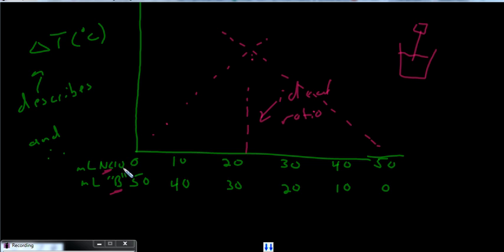Now, we're using this graph, and we're using delta T, the change in temperature, which should describe the amount of heat which is released by this reaction. And that heat, by the way, is proportional to the extent of the reaction, or the amount of product formed. Okay, so we're tracking change in temperature versus all of these different ratios.